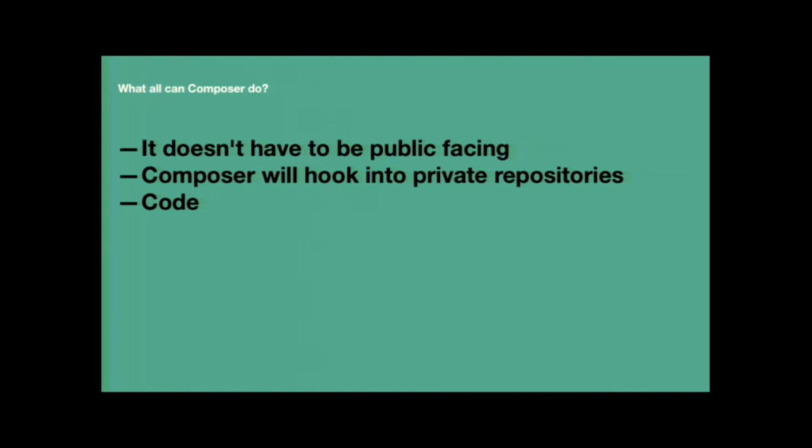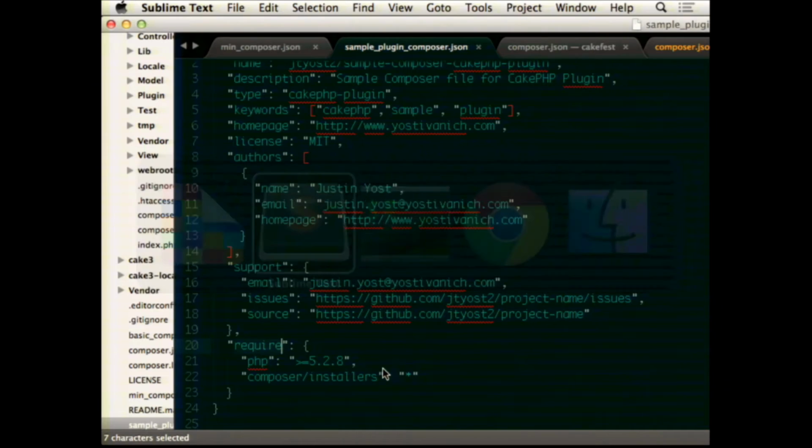It doesn't have to be public facing. Composer will hook into a private repository if you have one. So as long as it is a repository that you have access to, that you can add the SSH key for or whatever, Composer will be able to hook into that.